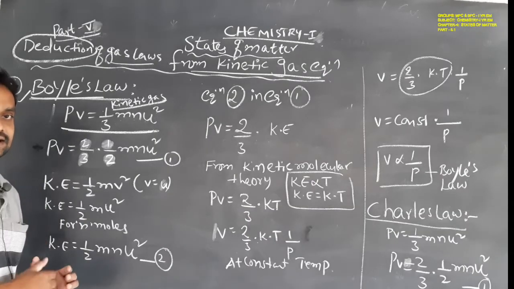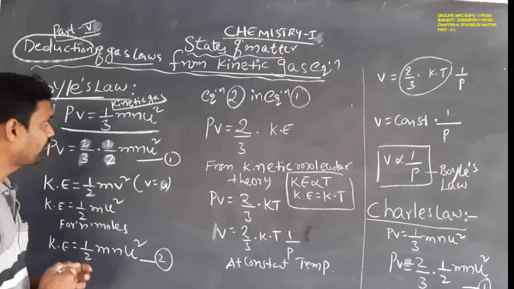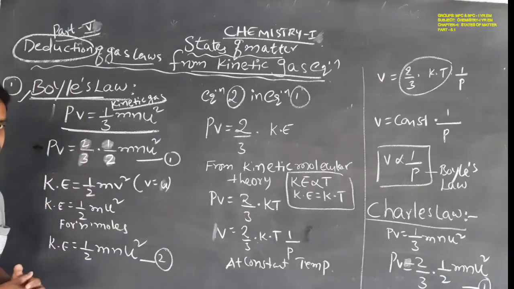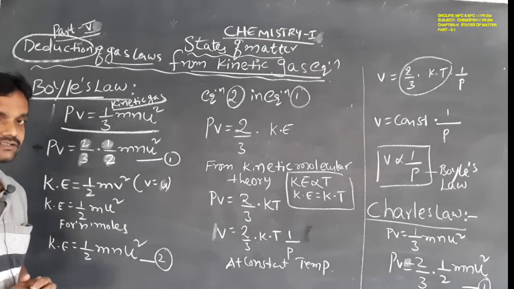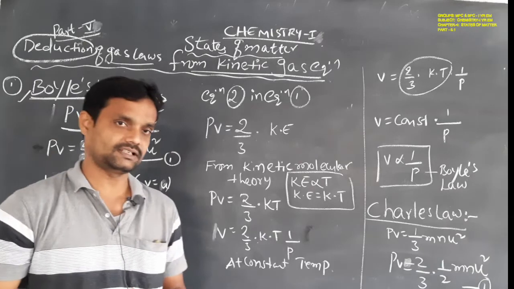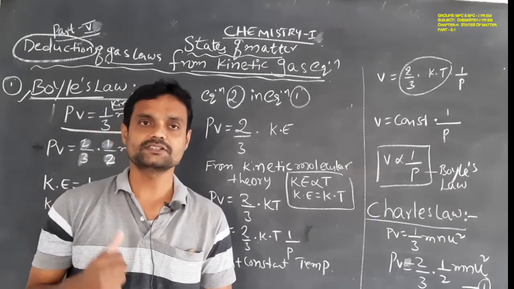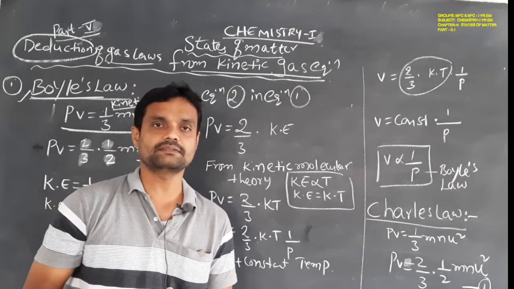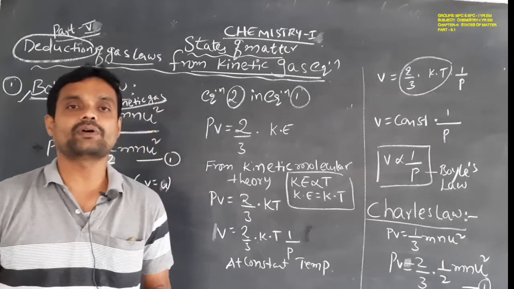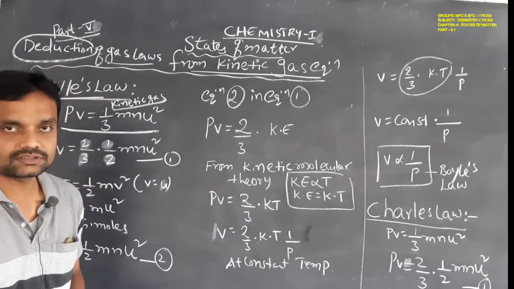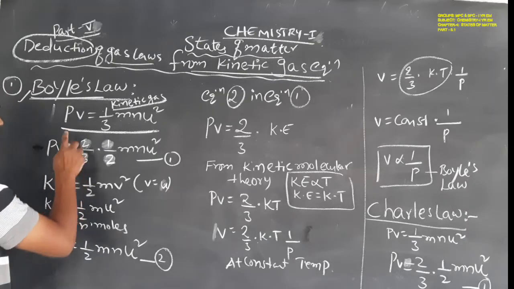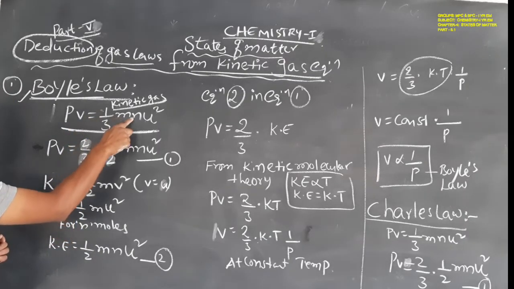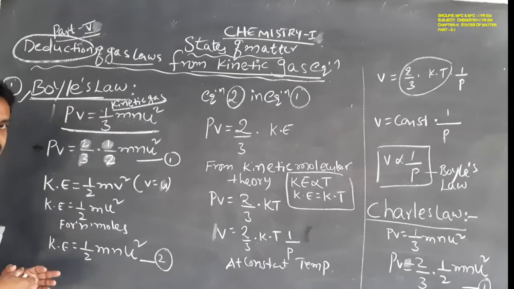So that relation can be derived from this kinetic gas equation. The kinetic gas equation is PV equals 1 by 3 mNu square. By using this, we can derive Boyle's law, that is V is proportional to 1 by P. How can we derive it? Let us see. PV equals 1 by 3 mNu square. This is the kinetic gas equation.